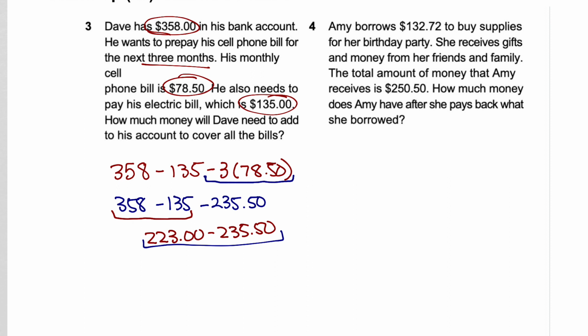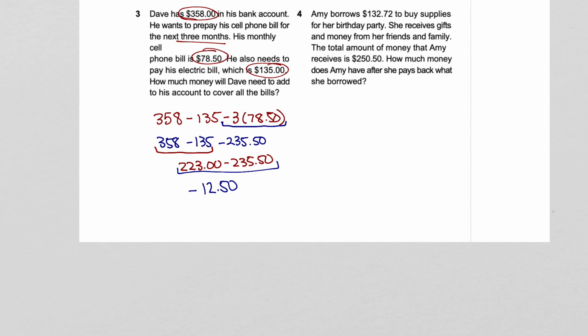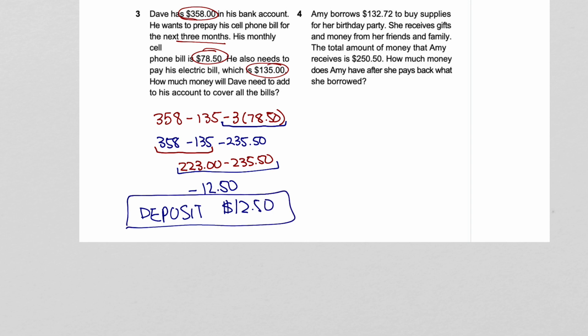Pardon me. I think we got something different this morning, but that might be just about right. Well, negative. That's what we got this morning. What did you get? Yeah, so -$12.50. So if it's -$12.50, how much money does he have to put into his account? So he needs to deposit $12.50 so that he doesn't bounce any of his payments. $12.50.